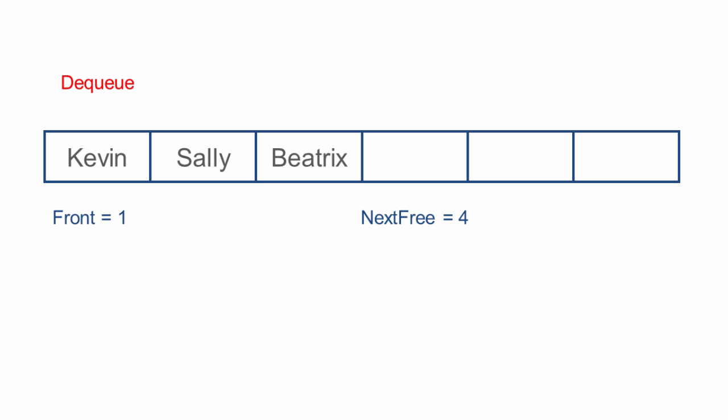Taking data from the queue is known as dequeuing, and this simply means taking data from the position given by the front pointer and then incrementing the front pointer to indicate the new front of the queue. If we dequeue again, it's the same. Take data from the position given by the front pointer and then increment that pointer.